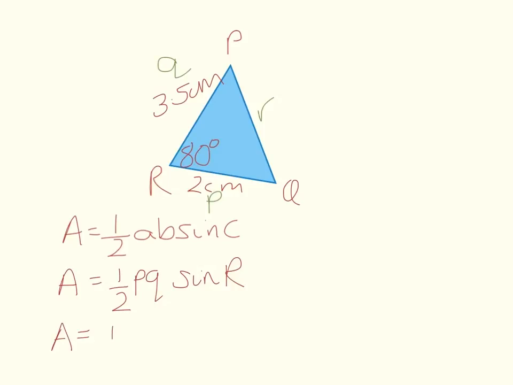Okay, so the area is going to be a half times 2 times 3.5 times sine of 80 degrees.